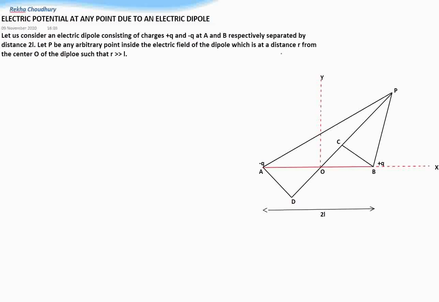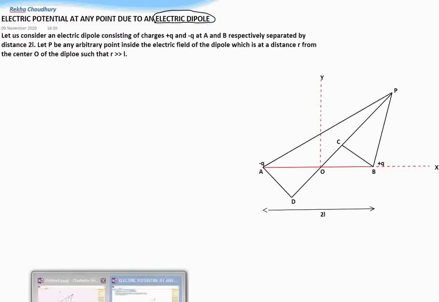In this video, we will derive the expression of the electric potential at any point due to an electric dipole. We already know the meaning of an electric dipole. An electric dipole is the combination of two equal and opposite charges separated by a certain distance. So, let us first understand the diagram before starting our derivation work.